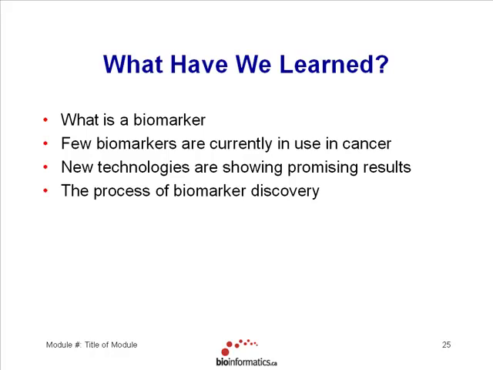Okay, so just to recap, we've gone over what a biomarker is. We've learned that a few biomarkers are currently in use in cancer. We have some reason for optimism that new technologies are providing results. We've added one mutation to that 100,000 in COSMIC. But one can imagine that as projects like the ICGC and the TCGA ramp up, and it doesn't need to be huge studies like that, I mean, there are probably very directed studies in various labs going on, that new technologies are showing promising results. And we've gone over the process of biomarker discovery.